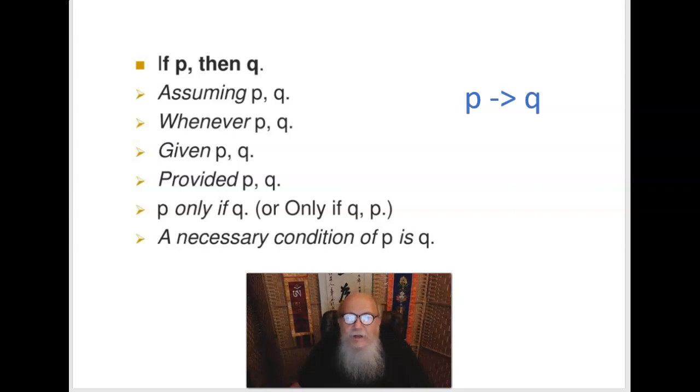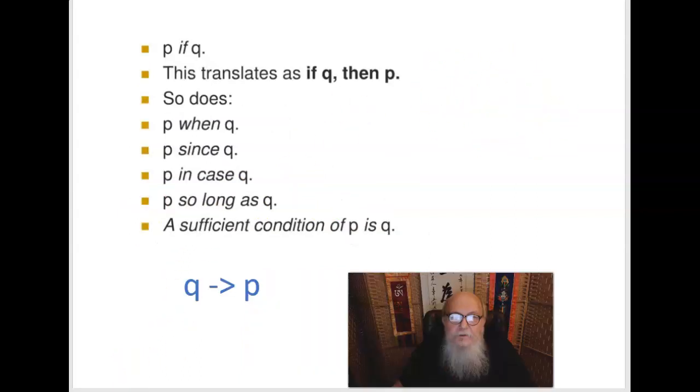Also remember, there are many different ways to say if P then Q. Assuming P, Q; whenever P, Q; given P, Q; provided P, Q; P only if Q; a necessary condition of P is Q. All of these are symbolized this way. And also remember, P if Q becomes if Q then P. And if by itself, whatever follows it is the antecedent. So we have to sort of flip them, right? And similarly, that could come out in English as P when Q, P since Q, P in case Q, P so long as Q, a sufficient condition of P is Q, and they'd all be translated if Q then P.